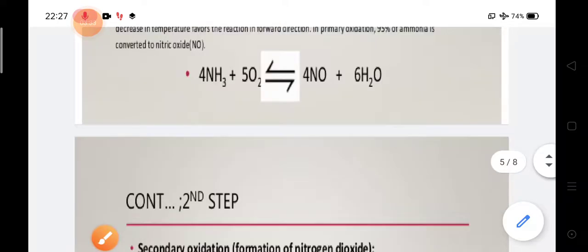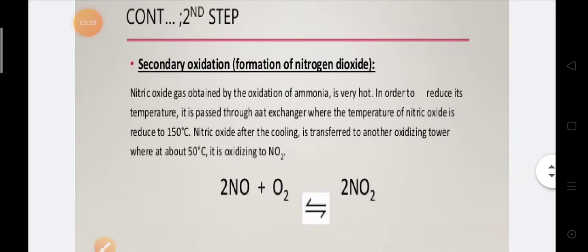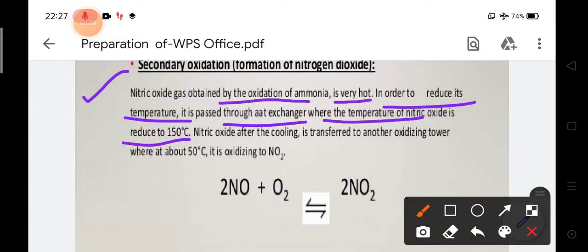Now, in the second step, the secondary oxidation, we have to oxidize this NO, nitric oxide, by oxygen as well. The nitric oxide gas obtained in the primary oxidation of ammonia is very hot. In order to reduce its temperature, it is passed through an exchanger, where the temperature of nitric oxide is reduced to 150 degrees Celsius. Remember, in the primary oxidation step, the chamber is about 600 degrees Celsius.